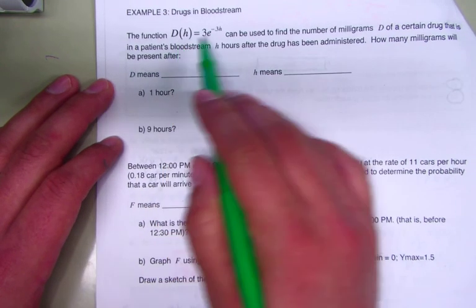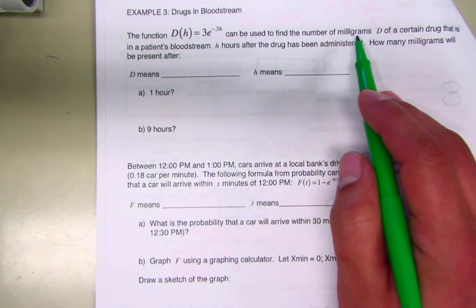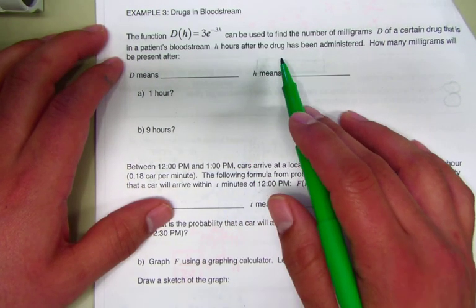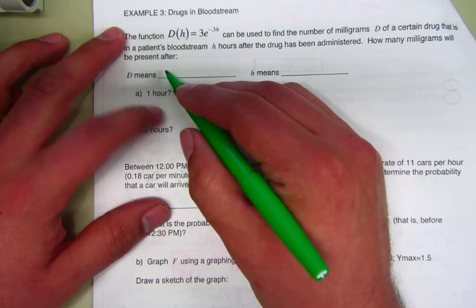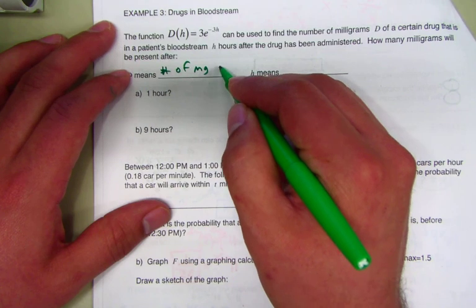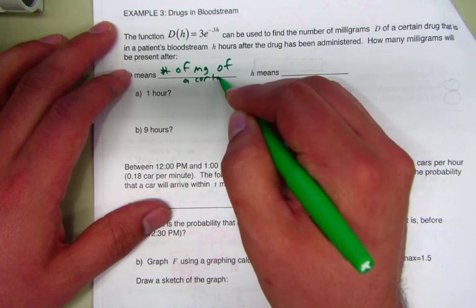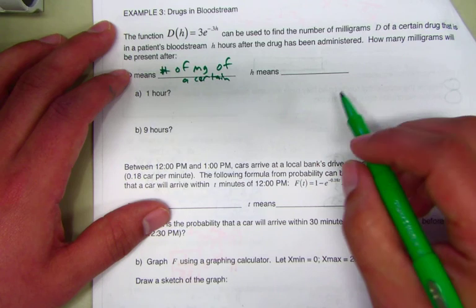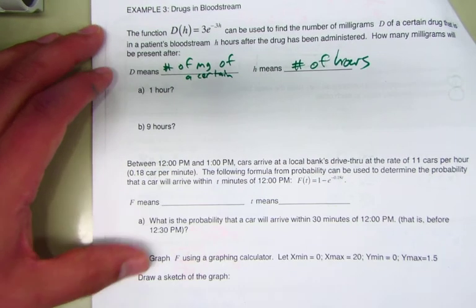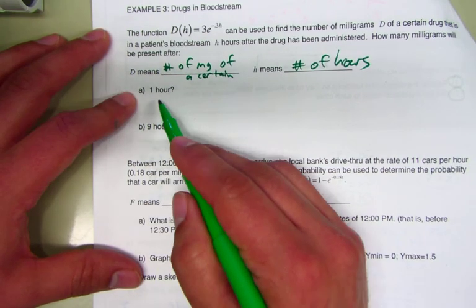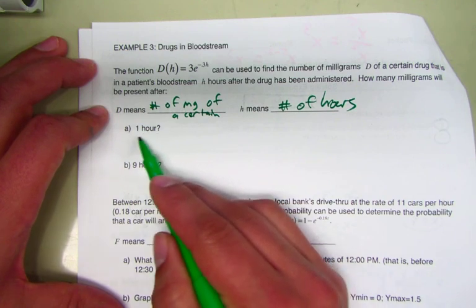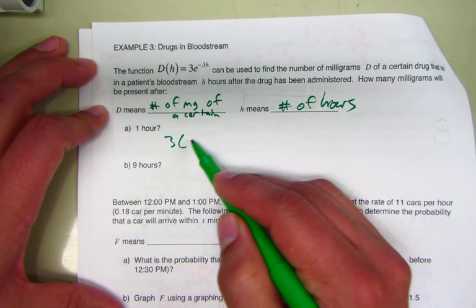So now we have D can be used to find the number of milligrams of a certain drug that is in the bloodstream H hours after the drug has been administered. Okay, so D represents the number of milligrams of a certain drug in the bloodstream, and then H is the number of hours. Okay? Instead of actually doing these to save the time, what would we do with this? Just plug it in.